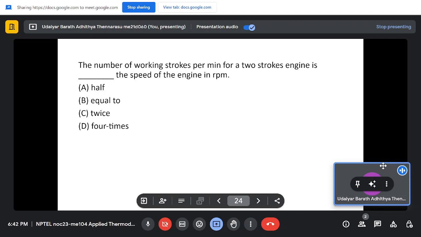In the case of a 2-stroke engine, which the question is asking about, you have 1 power stroke for 2 strokes of the cycle, and 1 power stroke per 1 revolution of the engine. So the number of working strokes is the power strokes, and you have 1 power stroke for 1 revolution of the crankshaft. The speed of the engine is the same. So the number of working strokes per minute will be equal to the speed of the engine.